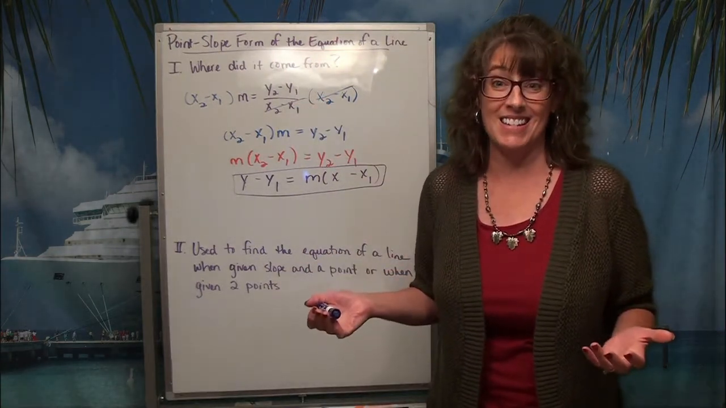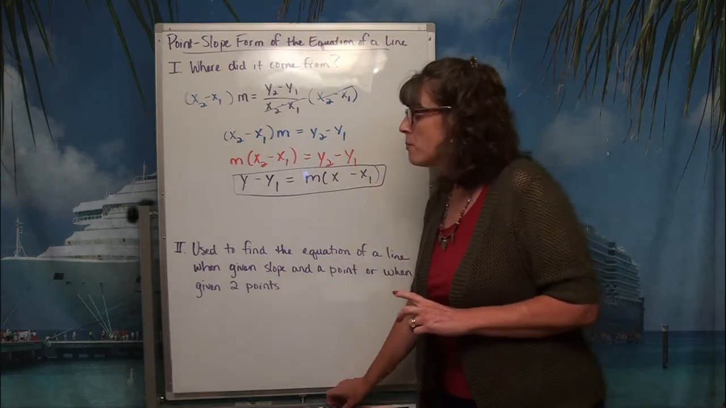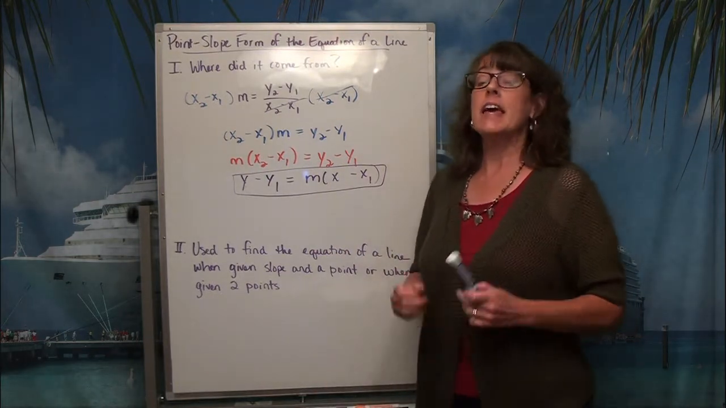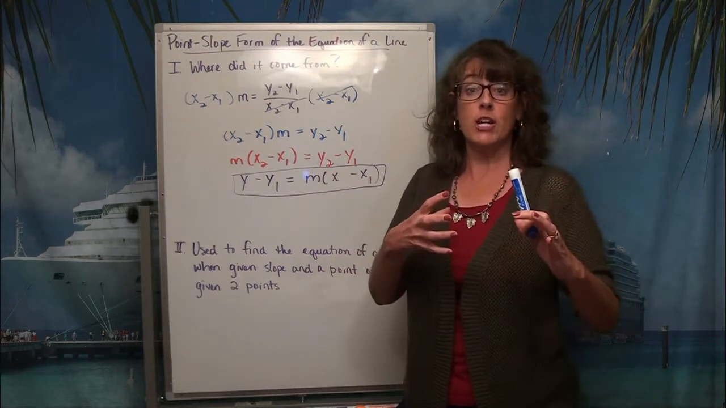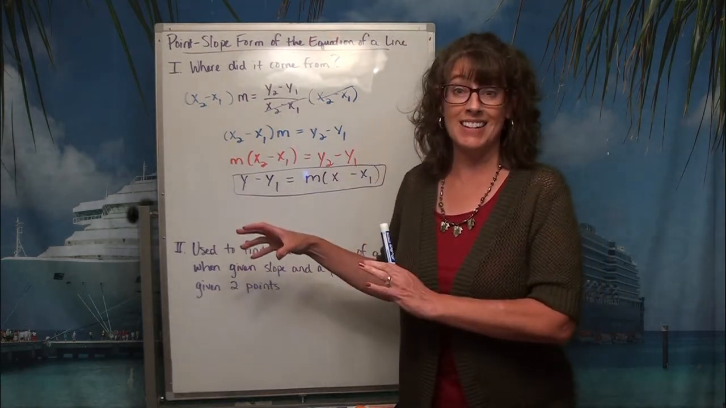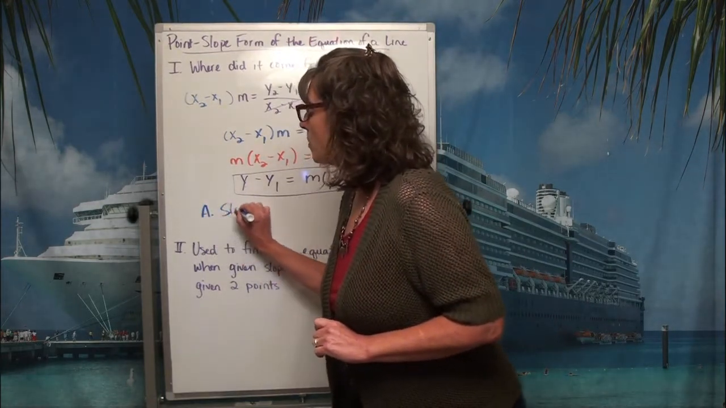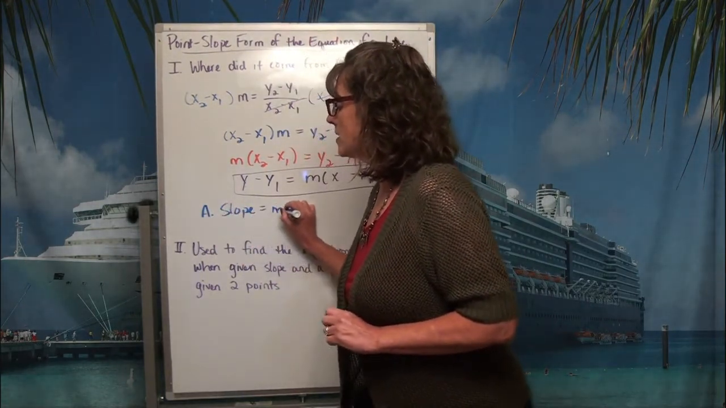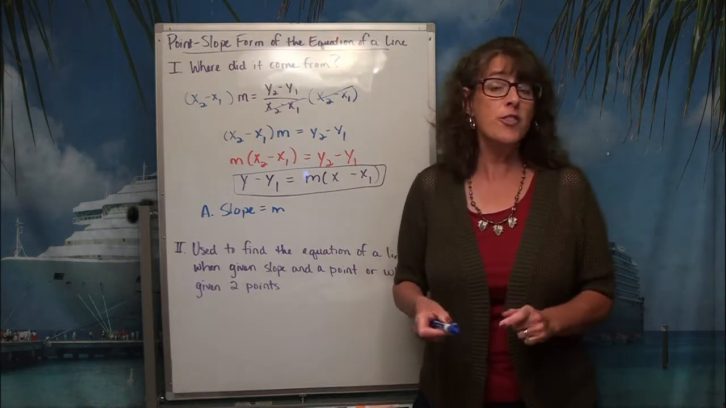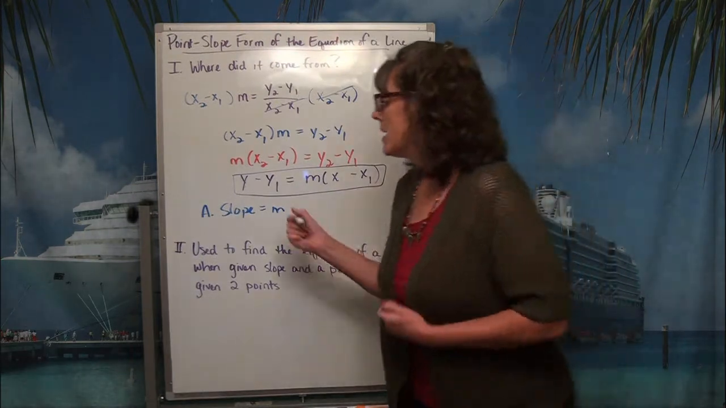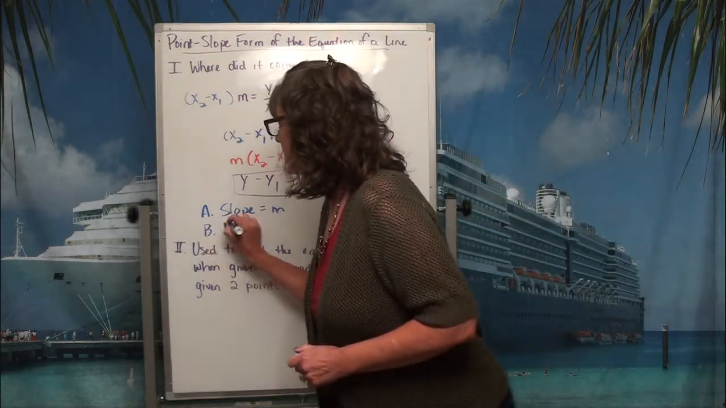That's all it is. Now, when you have the point slope form of the equation of a line, you can either pull information out or you can plug information in. And one of the things that you can plug in is that slope. Now, you know slope is always the m. The other thing that you can plug in or pull out is a point that's on that line.